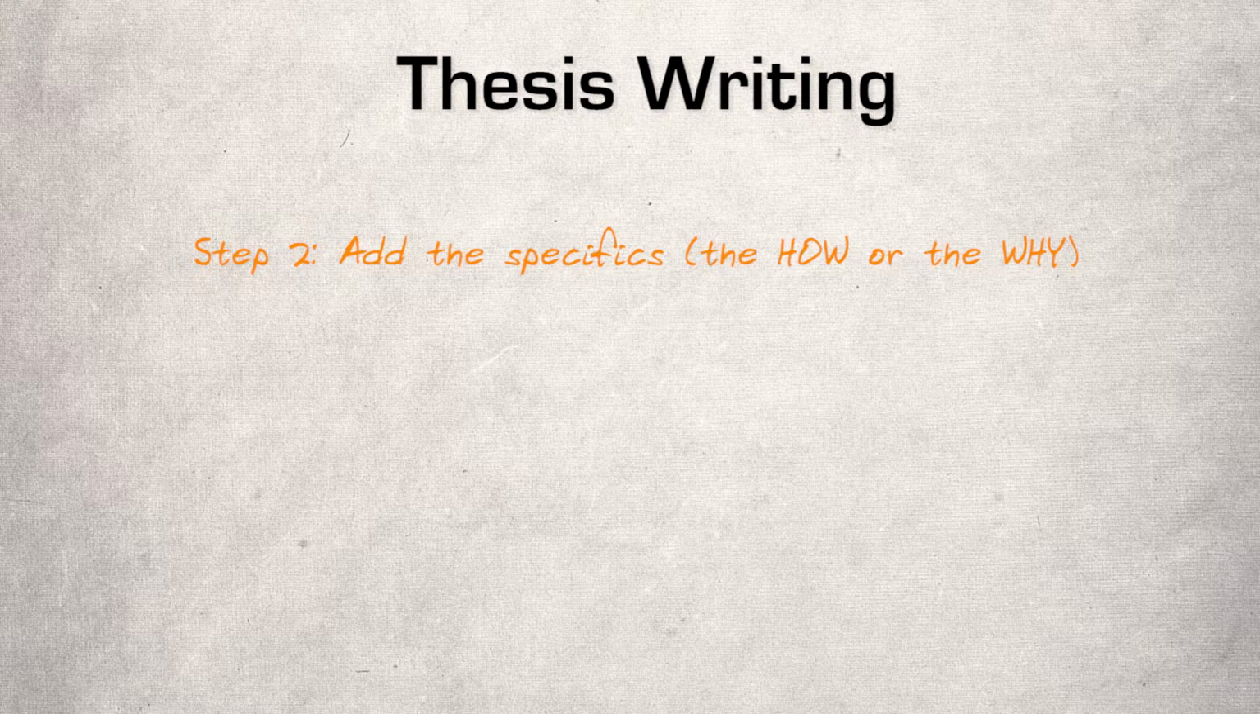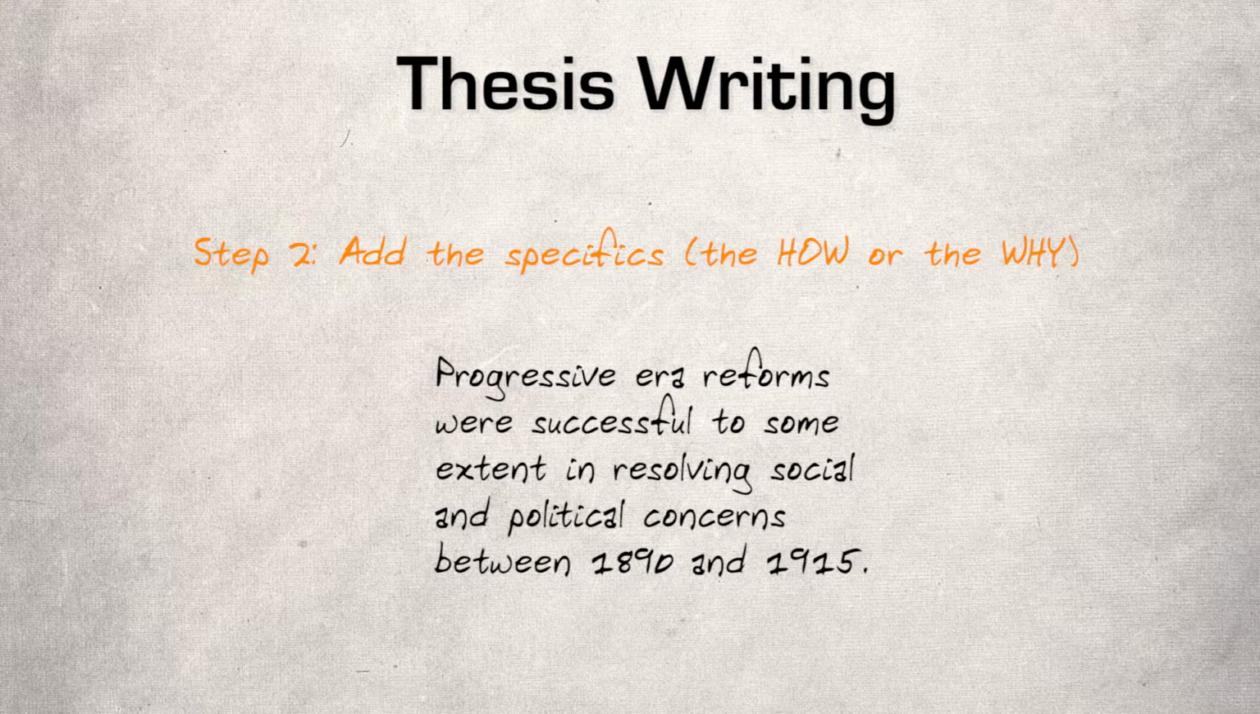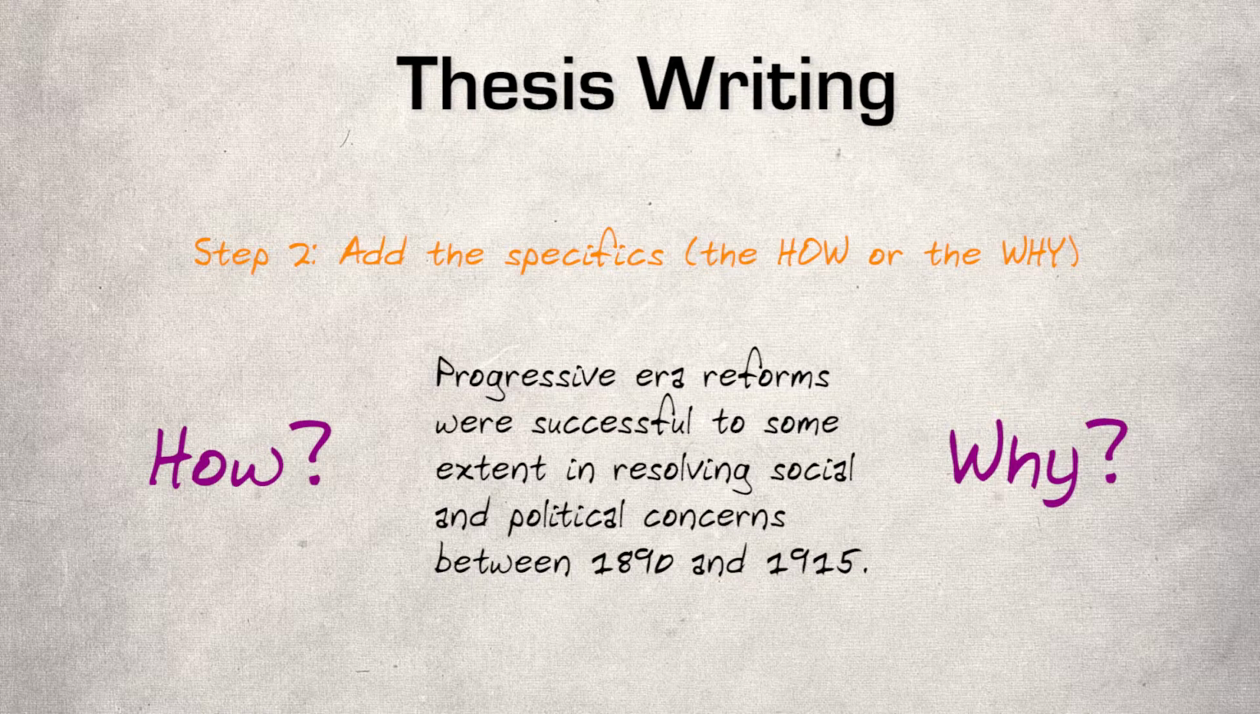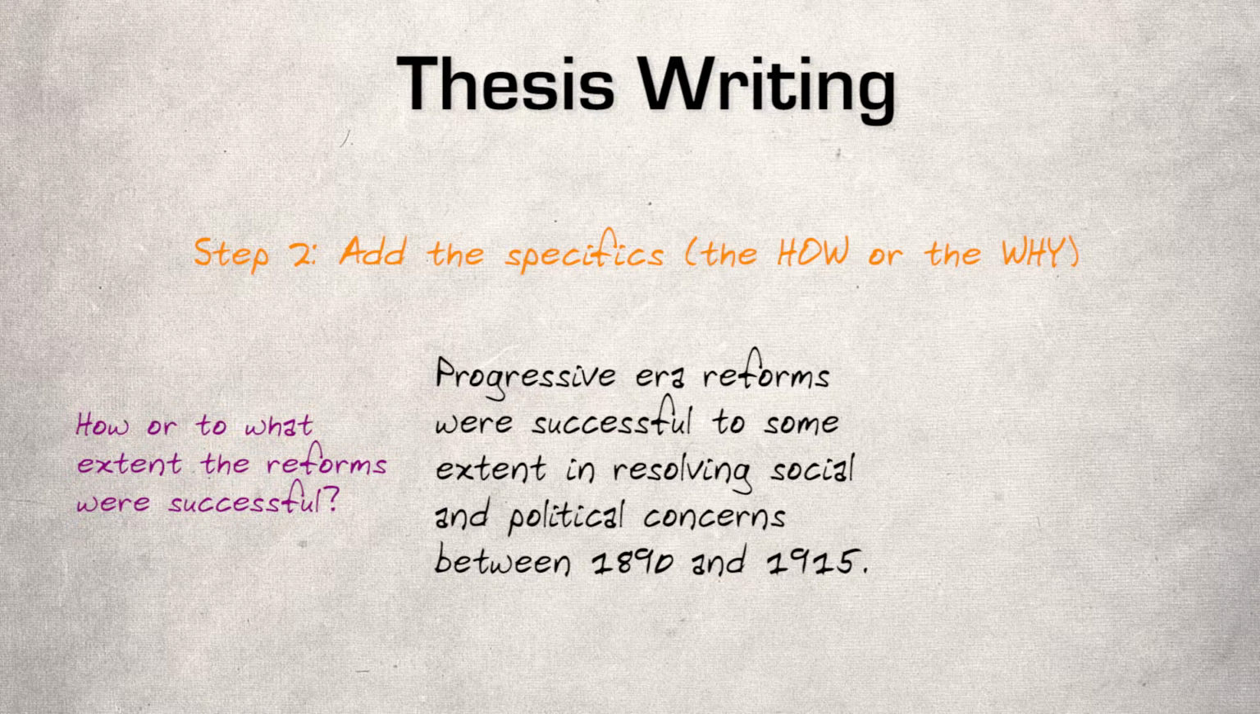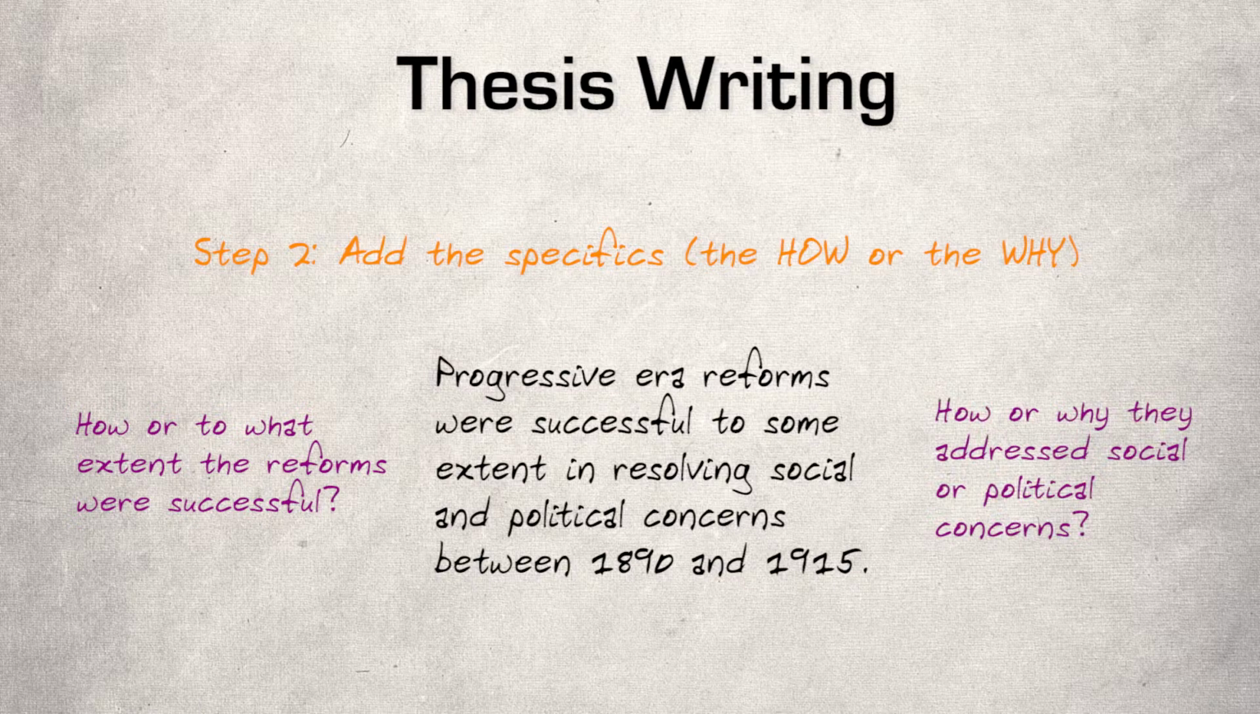Step 2 says we must now add the specifics, the how or the why. Looking at our restated question, we now need to determine which parts of the sentence need to be clarified. Read the sentence and ask yourself, where can I explain more by answering how or why? Progressive Era reforms were successful to some extent in resolving social and political concerns between 1890 and 1915. In this essay, we have to clarify how, or to what extent, these reforms were successful. We also should clarify how or why they address social or political concerns.